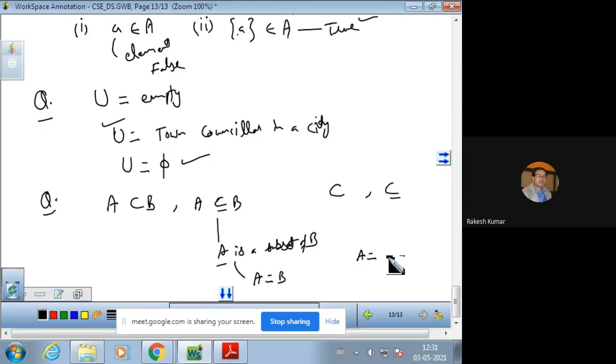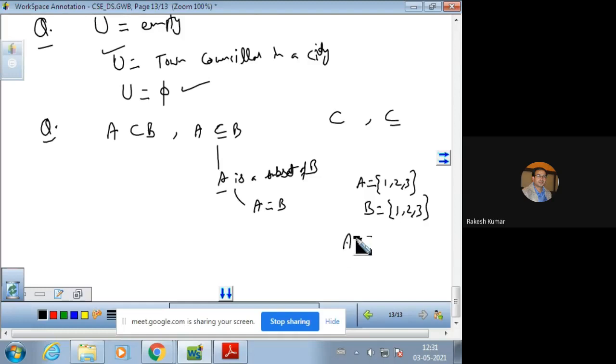Suppose we have A = {1, 2, 3} and B that is also {1, 2, 3}. In that case, we can easily write down that A is a subset of B. जो elements हैं वो दोनों sets के same भी हो सकते हैं. This is the situation. But this symbol is not used for this kind of situation.